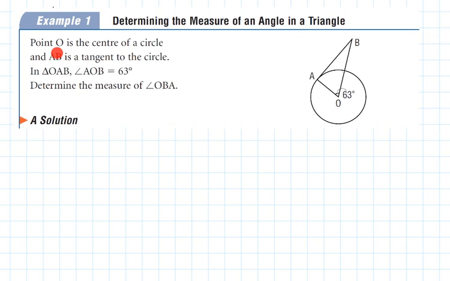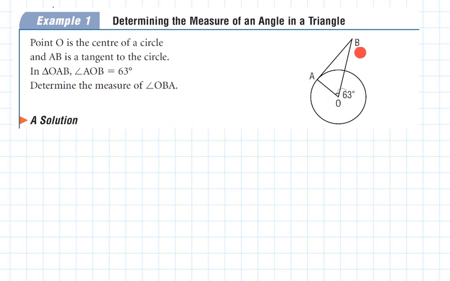It's going to be given to you also. It says point O is the center of the circle, and AB is the tangent to the circle. So they say this is the center. Any line from the center to the circle is a radius, and they tell you AB is a tangent. Tangent means it touches the circle at only that point. And they tell you that in triangle OAB, angle AOB, this angle right here, is 63 degrees. Determine the measure of angle OBA.